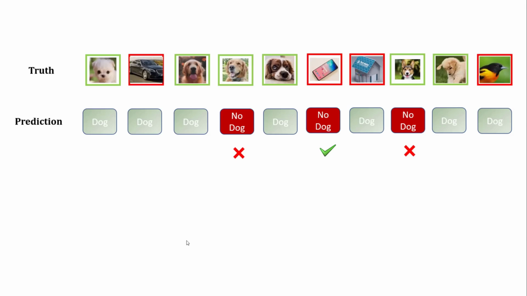Now let's talk about the negative class. By the way, precision and recall are for an individual class. Previously we saw precision and recall for the dog class. Now we are seeing precision and recall for the not a dog class. In the not a dog class, precision is 1 by 3, because when you're thinking about precision, you're always thinking about predictions. How many predictions do I have for the no dog class? Well, 3. And how many of them are correct predictions? Well, 1. So 1 by 3, 0.33.